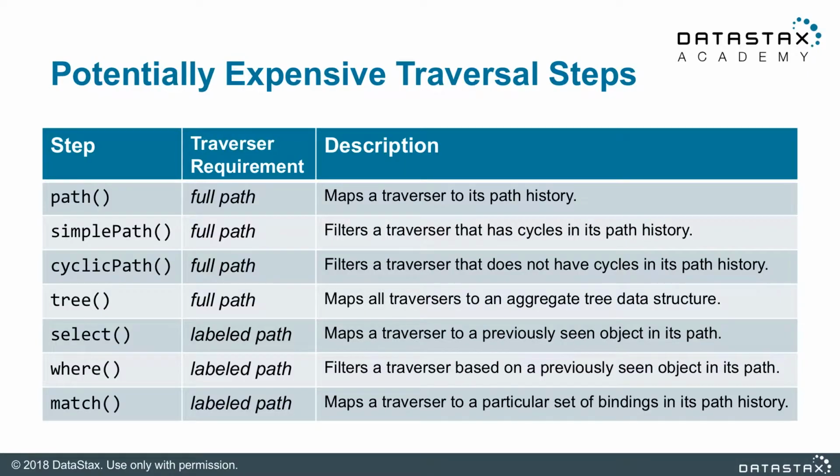There are a few Gremlin steps that tend to be more expensive than others. Not all the time, but these are steps that you should be careful with, starting with the most expensive, your path steps. All of these steps require some path history, which is quite expensive from a memory footprint perspective as it gets saved for every traverser.